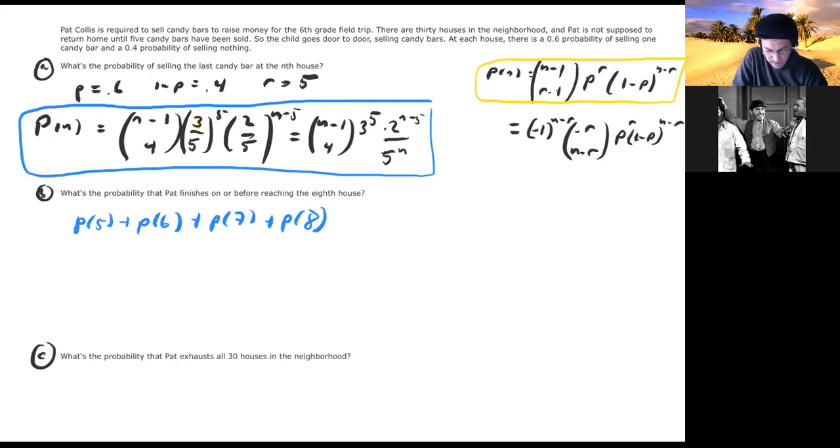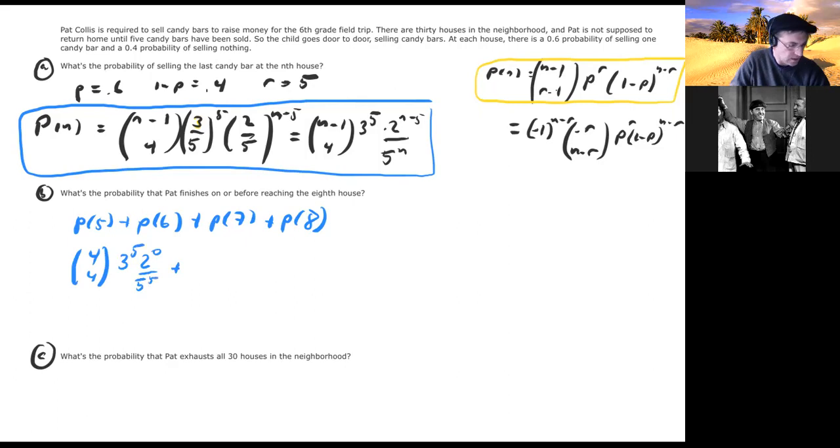Okay, and what is that? Well, if we use the formula in the blue box, n here is going to be 5 or 6 or 7 or 8, and we plug it in. We get 4 choose 4, times 3 to the 5th, 2 to the 0, over 5 to the 5th.